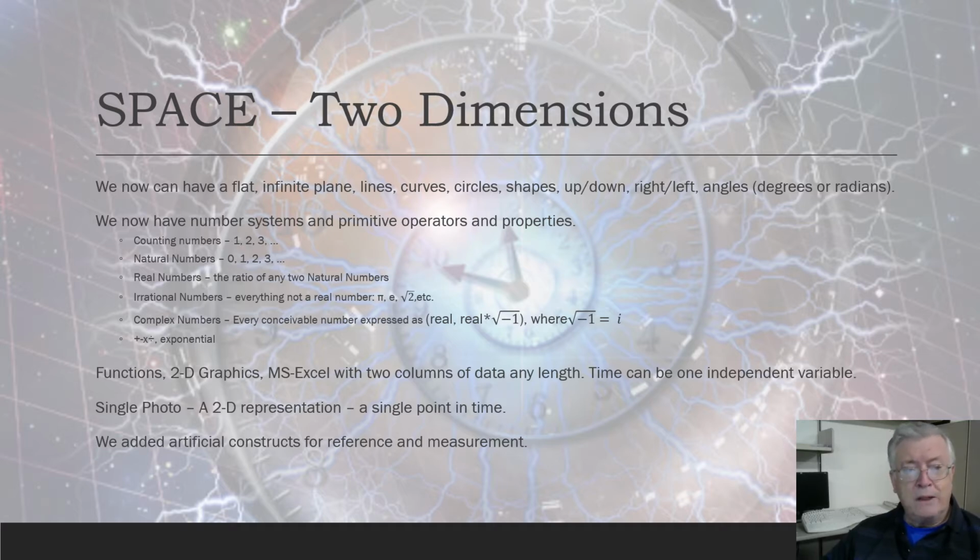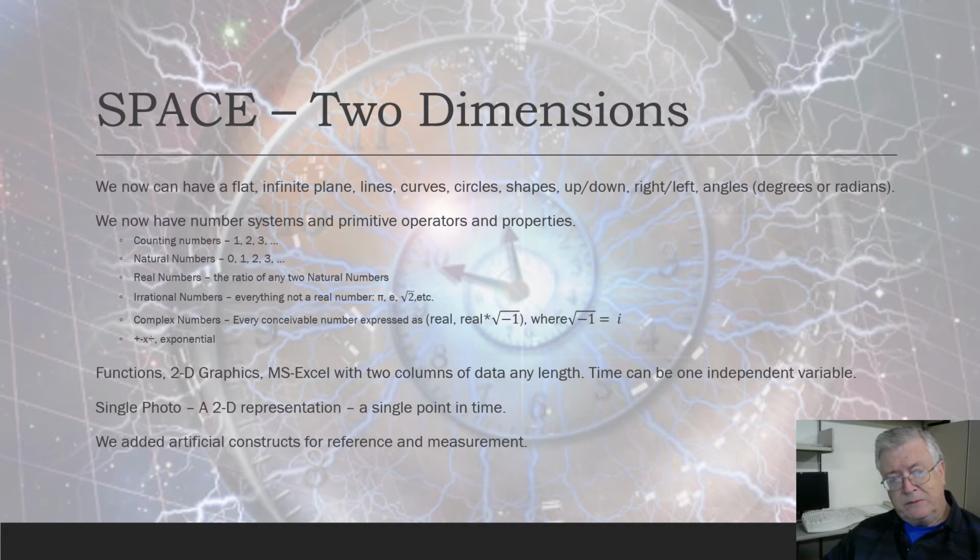Next was real numbers. Real numbers are like fractions, the ratio of any two natural numbers. You can say the ratio of 2 over 1 to get the natural numbers. So real numbers include all the natural numbers plus ratios of natural numbers. So 0.2, 1 over 3, anything like that.